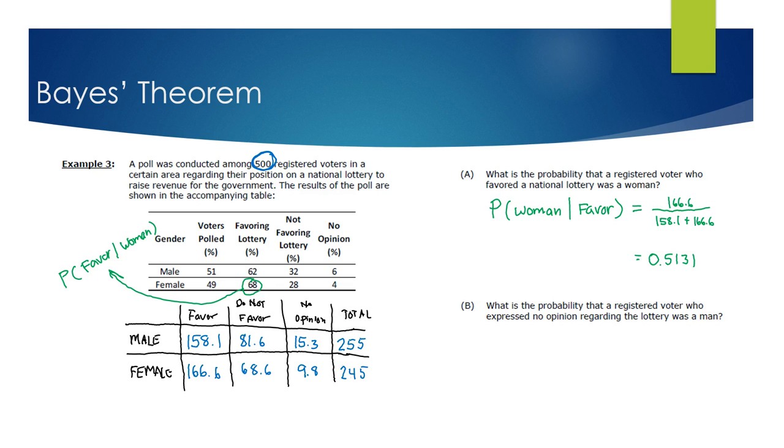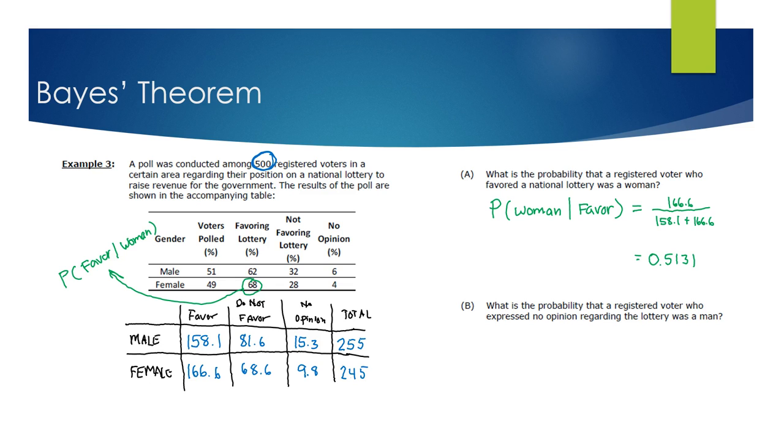But with the table, it makes it much easier, because I'm only looking at the first column, those who are in favor. There's 166.6 women, and the total in that column is 158.1 plus that 166.6. If I carry through that calculation, it's actually more like 0.5131. So about 51% of those who are in favor are actually women.